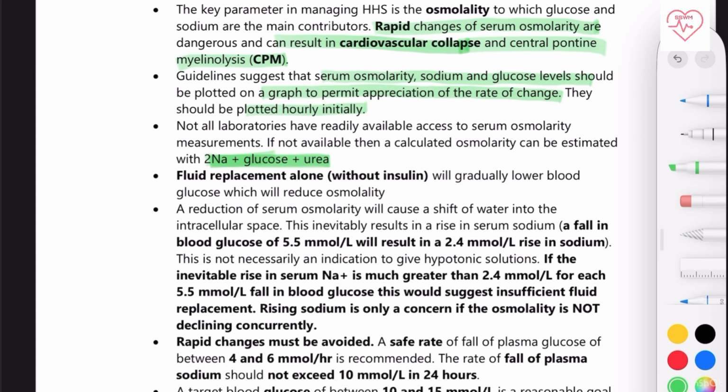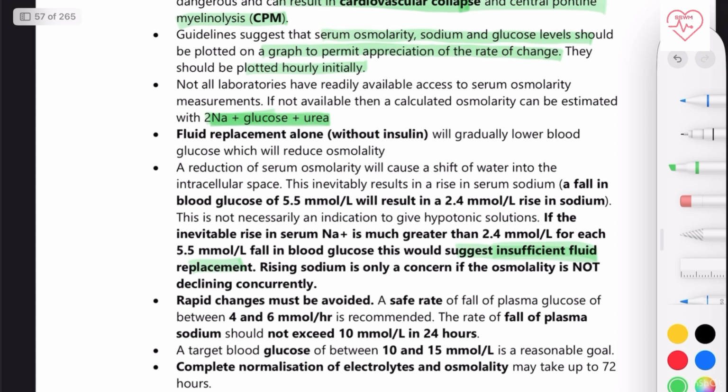This is not necessarily an indication to give hypotonic solution. If the rise in sodium is much greater than 2.4 for each 5.5 fall in blood glucose, this would suggest insufficient fluid replacement. Rising sodium is only a concern if the osmolarity is not declining concurrently. Rapid changes must be avoided.